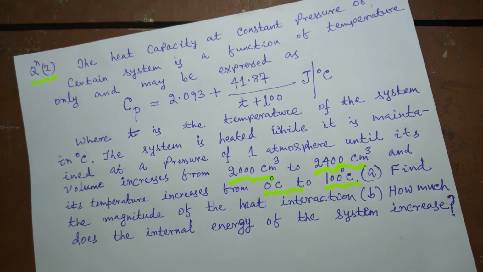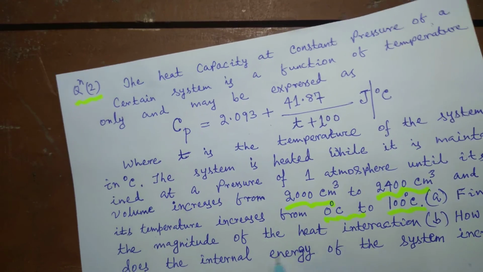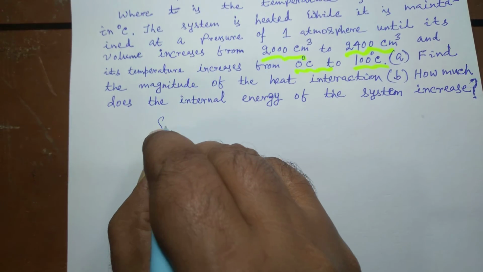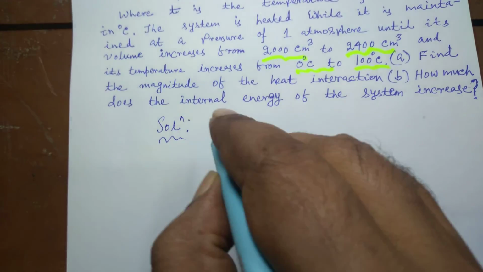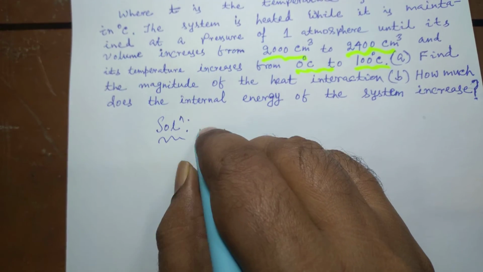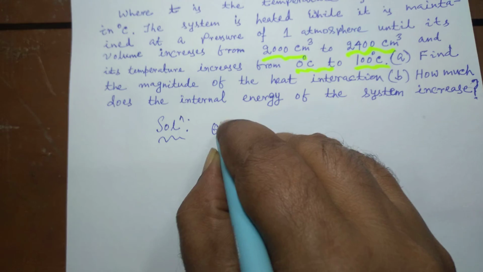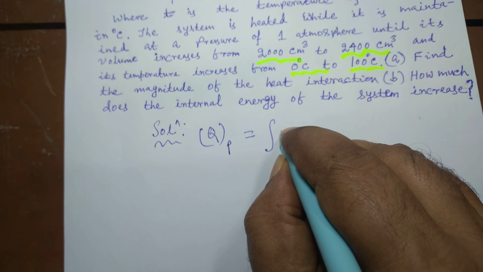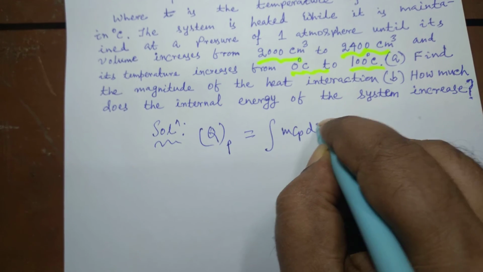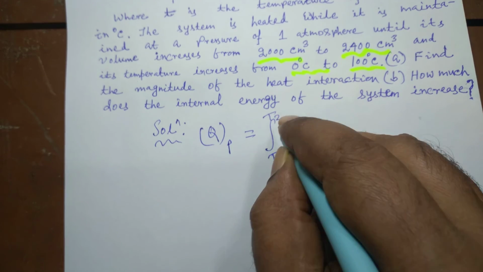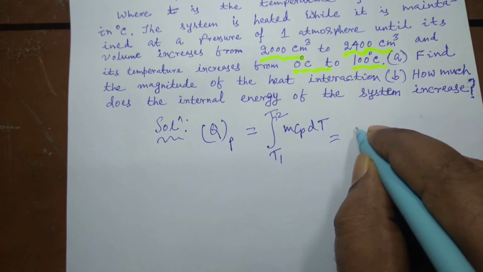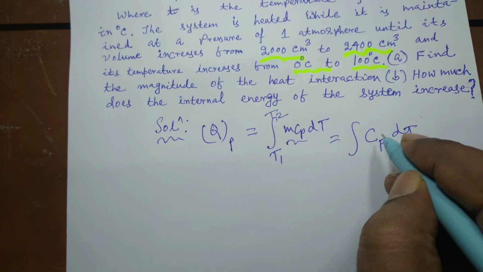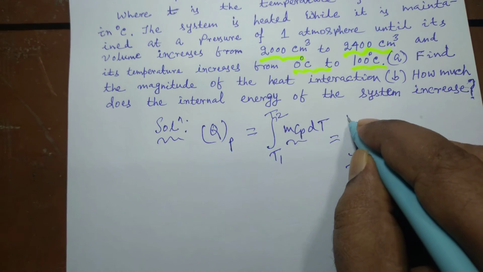So first thing we have to find out the magnitude of heat interaction, and you see the process takes place at constant pressure. So that's why we can calculate the heat transfer required by using this equation. Q for a constant pressure process is nothing but the integral of m cp dt, just what we discussed just before this. So this is equal to, in place of m cp I can write capital Cp, where Cp is the heat capacity at constant pressure, T1 to T2.